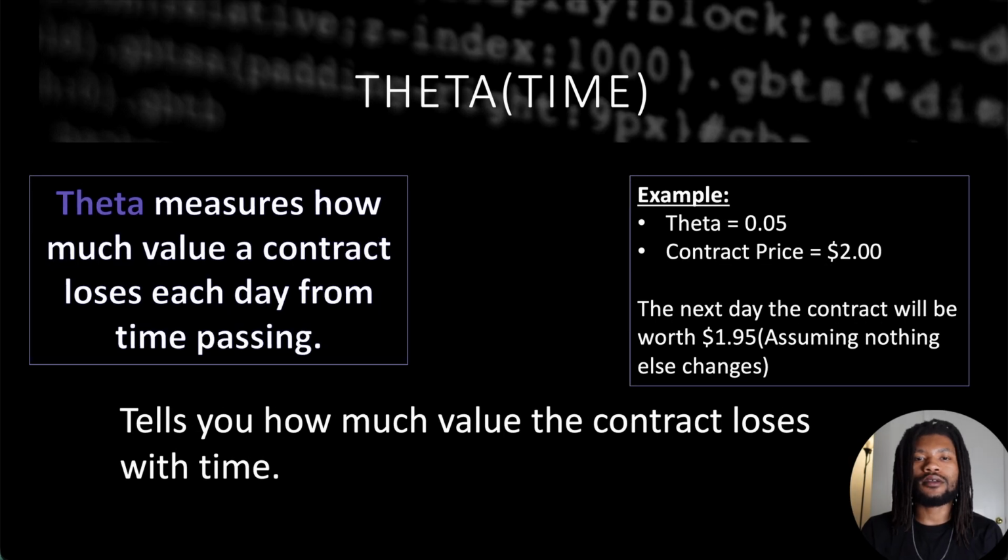Now we're going to talk about theta. All theta does is measure how much value the contract loses each day from time passing. So for example, you buy a contract and the theta is 0.05. The contract is $2, right? The next day, if nothing else changes, the contract is now worth $1.95 because it lost 5 cents of value, which is really $5 of value, because you put $200 in, you multiply $1.95 by 100, and you now have $195 in that trade. So you'd be down $5 if nothing else changes and the price stayed the same.